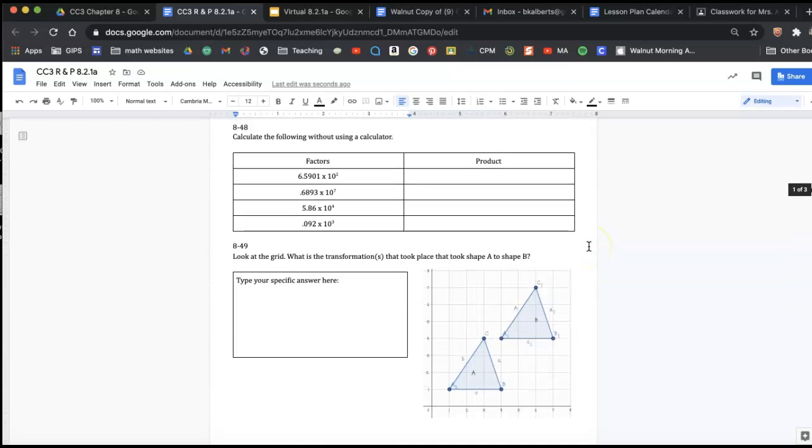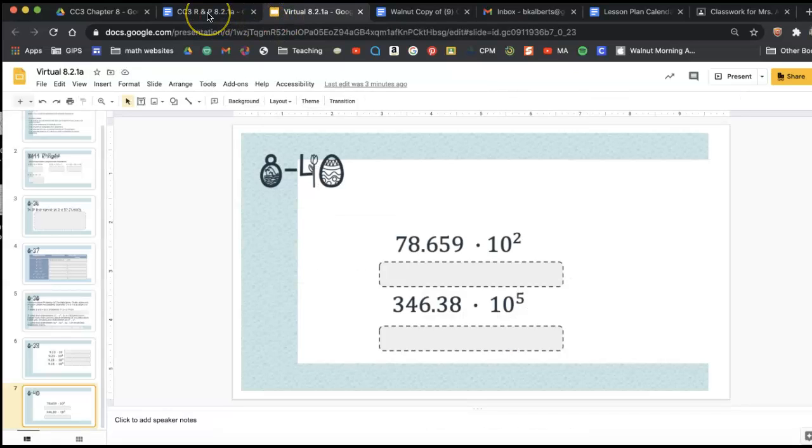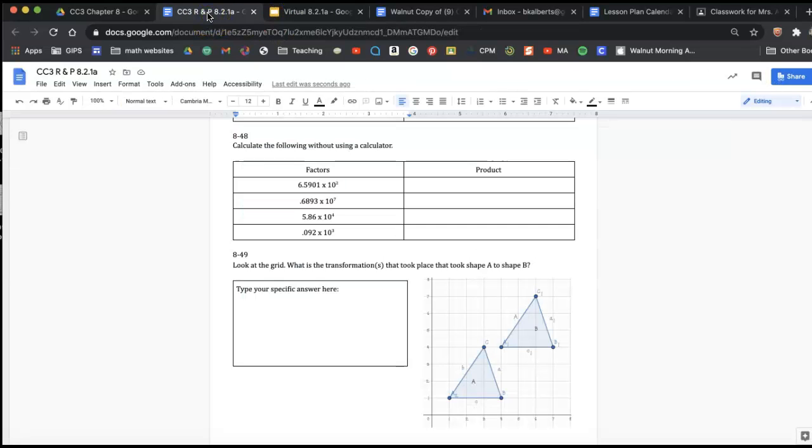But just 2 pages. So do the slideshow here, and then when you're done with the slideshow, then go ahead and continue on with your review and preview, and both of those should be submitted through Google Classroom by tomorrow at class time.